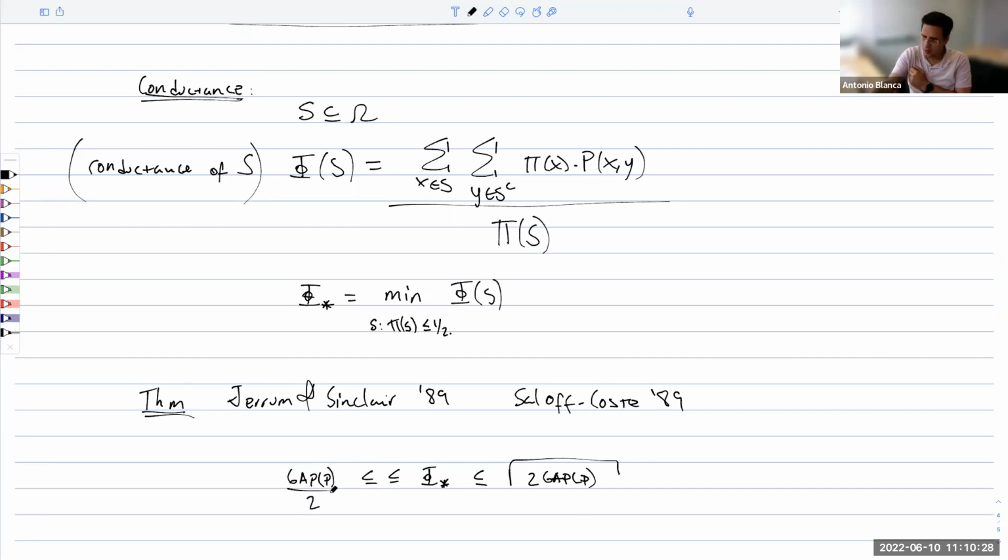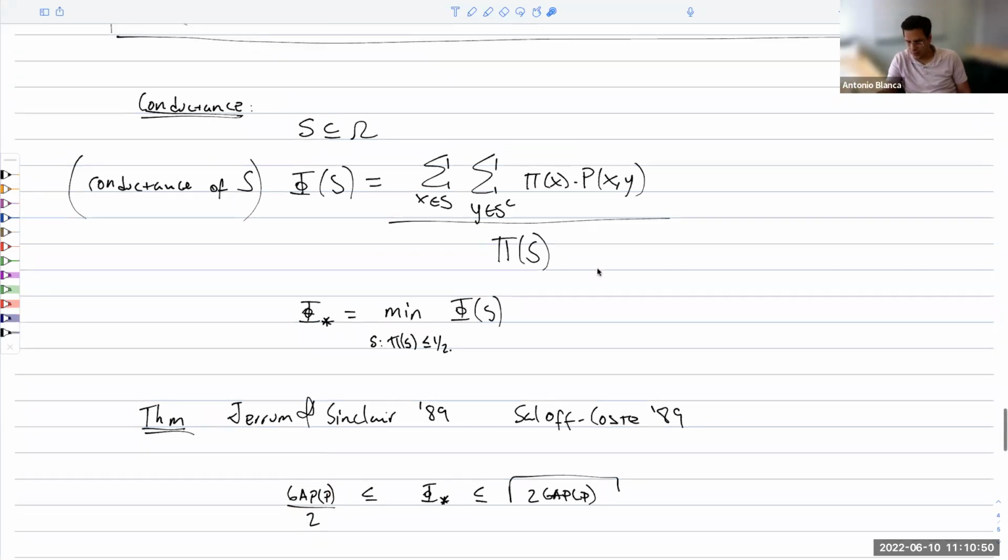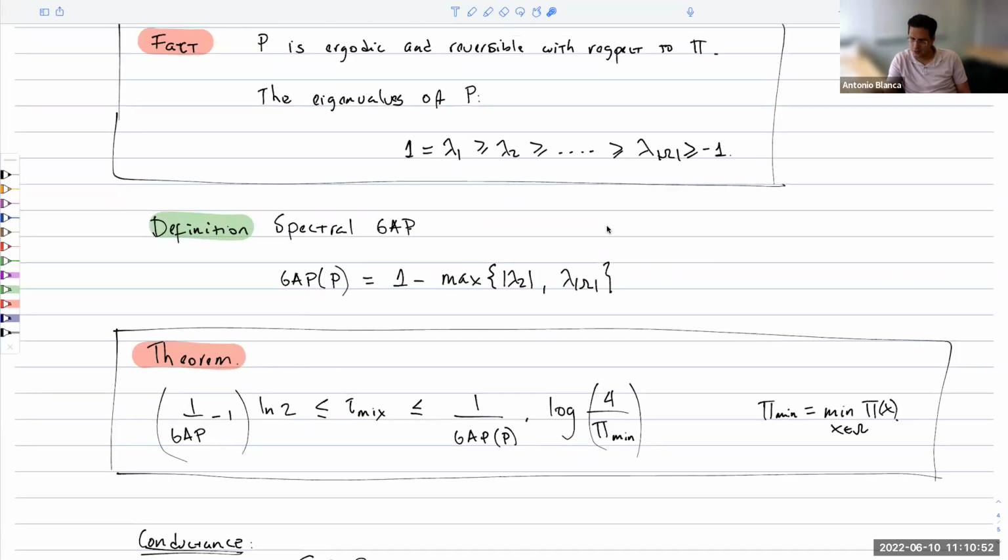So what's the point? The point is that if we somehow manage to get a handle on this quantity, which is a combinatorial quantity, about sets and understanding the summation and this probability and so on, well, the conductance gives us both an upper bound on the gap and a lower bound on the gap. And since it gives us both upper and lower bounds on the gap, it also gives us both upper and lower bounds on the mixing time.